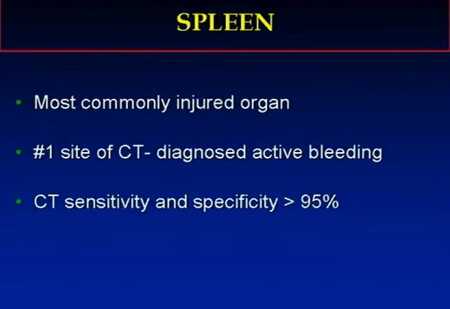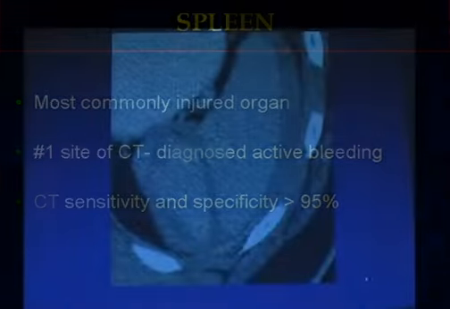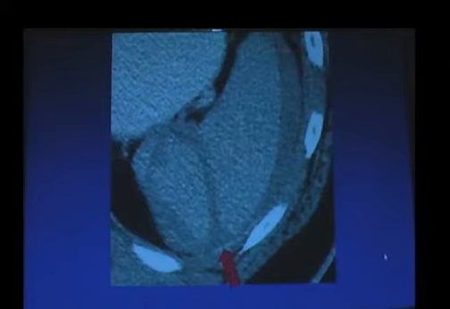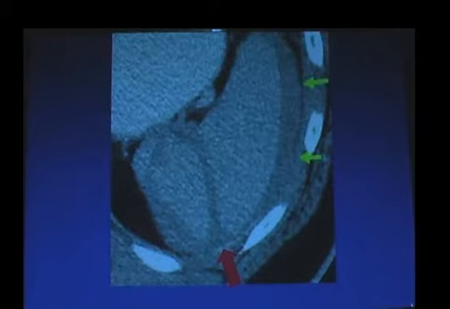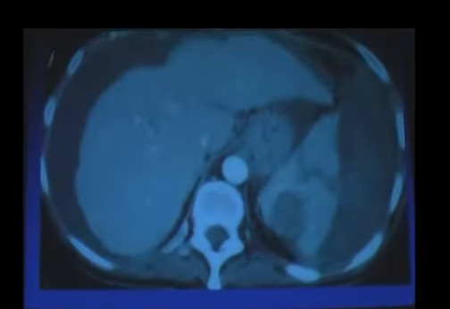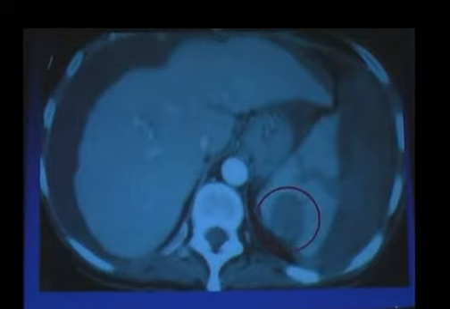And CT is very good at looking at splenic injury with sensitivities and specificities of greater than 95%. And this is the classic appearance that you're going to see for a splenic laceration, this linear low-density lesion traversing the spleen in this case, and you can see the surrounding hemoperitoneum. Another case, you can see this region of laceration and low-density hemoperitoneum.